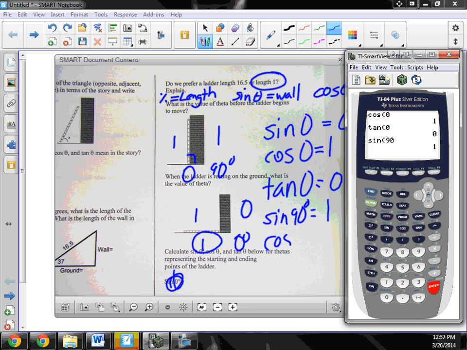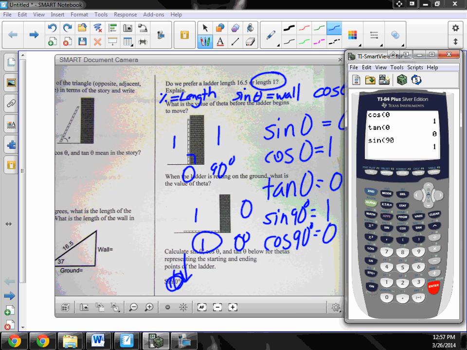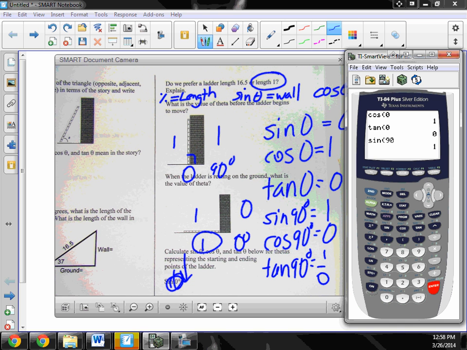Cosine of 90, because the length of the ground at 90 degrees is 0, 0%. Yeah, you have answers. I just didn't have room to do it all. Tangent of 90. What does that equal? 1 over 0. Why? So, as a percentage, describe this as a percent to me.